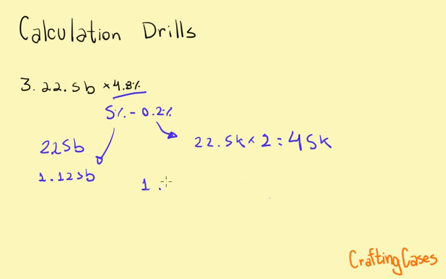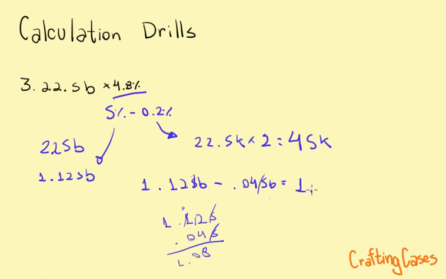So 1.125 billion minus 0.045 billion equals, let me do this the hard way. I don't want to mess this up. This is 1.08. Oh, it's 1.08 billion, which seems right because it's slightly below 1.125.